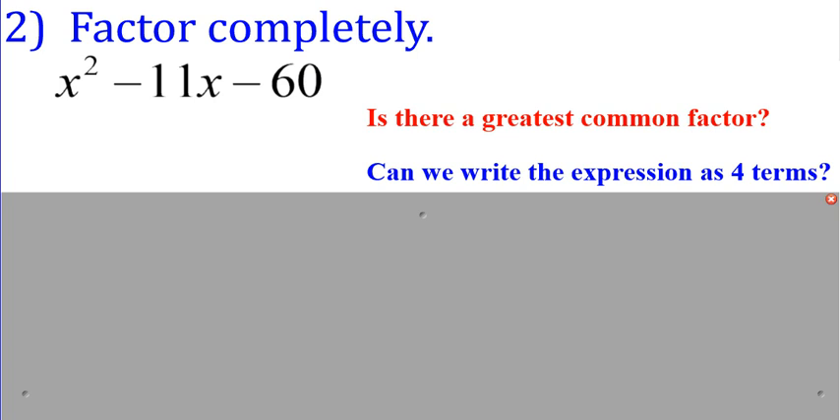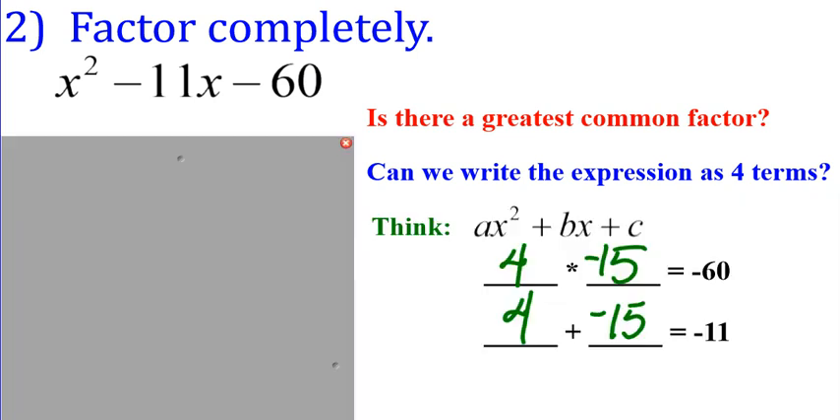So you can use your multiplication table if you like to see where 60 shows up, and then look up and to the left to see what numbers you can multiply together to get that negative 60, but add to get the negative 11. Well, I know that 4 and 15 will make a 60, and if I need it to be negative, what if I made the 15 negative? 4 times negative 15 is negative 60. 4 plus negative 15 is negative 11. It works for both requirements.